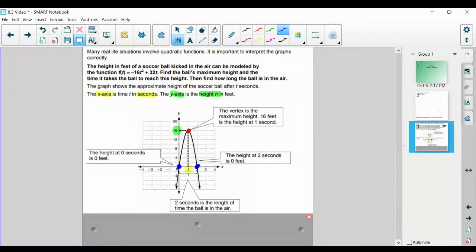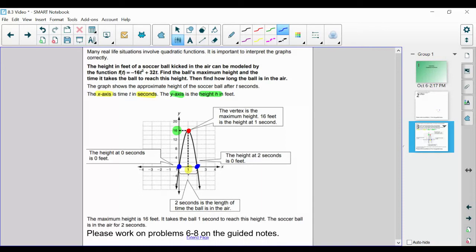Awesome. With this, the maximum height again is 16 feet and it takes 1 second to reach this height. And again, we already shared this, but the soccer ball is in the air for 2 seconds.